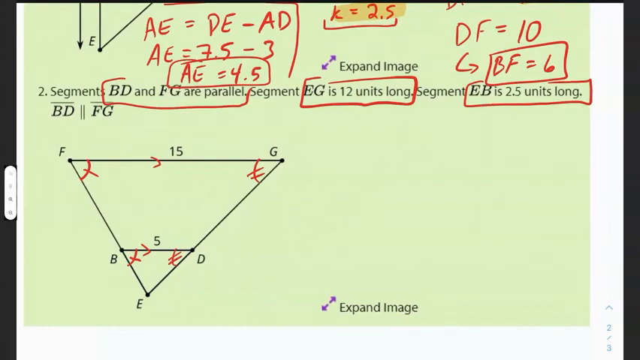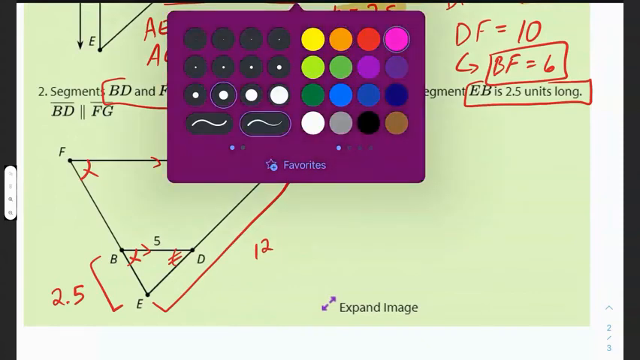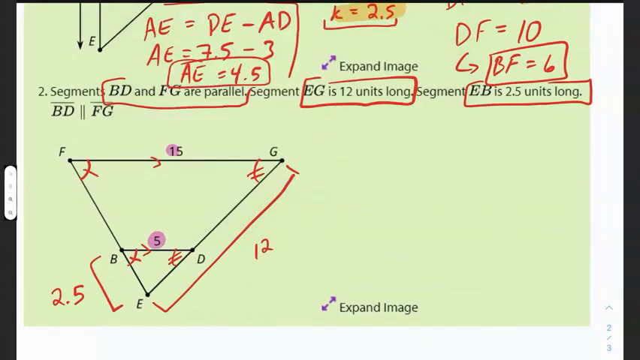All right, so let's see what happens here. This larger piece is 12 units long. EB is 2.5 units long. That's a very horrifying 5. There we go. Okay. Nice. Nice. What's my scale factor? Let me give you a hint. BD was 5. But after a dilation, 5 becomes 15, right?